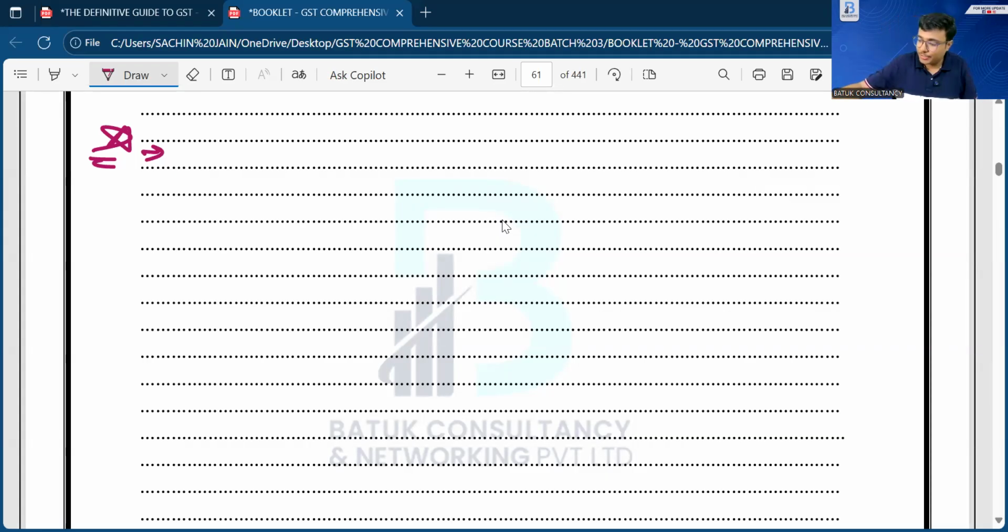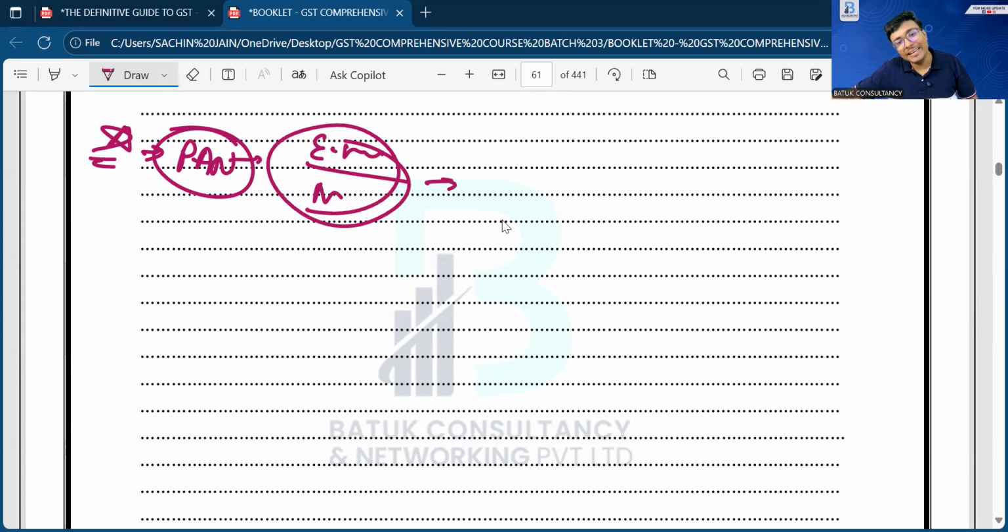PAN based registration. So first you have to apply on the GSTN common portal through your PAN number. And you have to provide the data that you are a taxpayer or a tax deductor. Then after, you have to provide one mail ID and your mobile number. Accordingly, one temporary registration number will be generated.